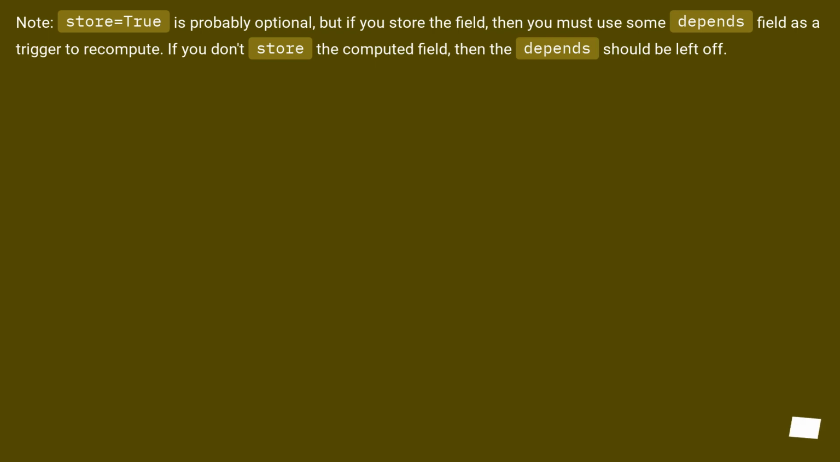Note, store=True is probably optional, but if you store the field, then you must use some depends field as a trigger to recompute. If you don't store the computed field, then the depends should be left off.